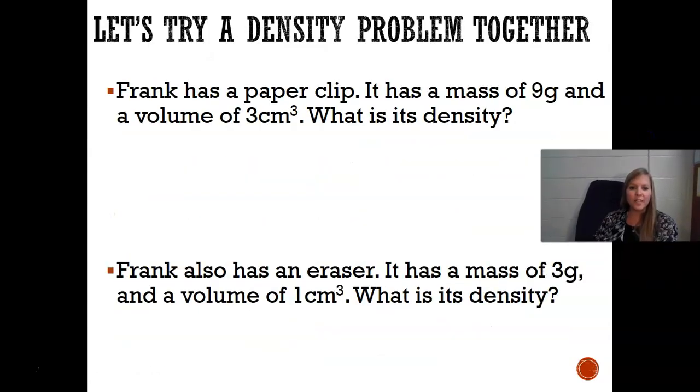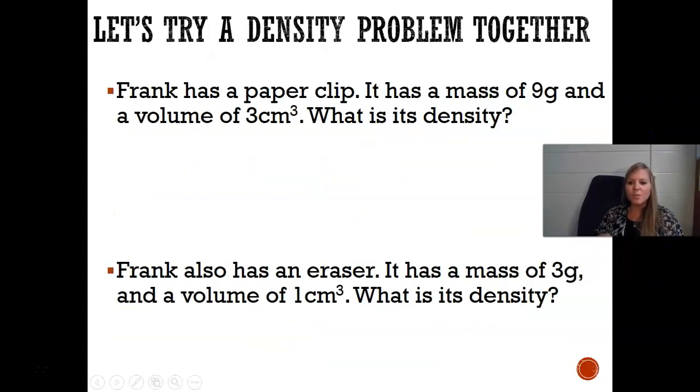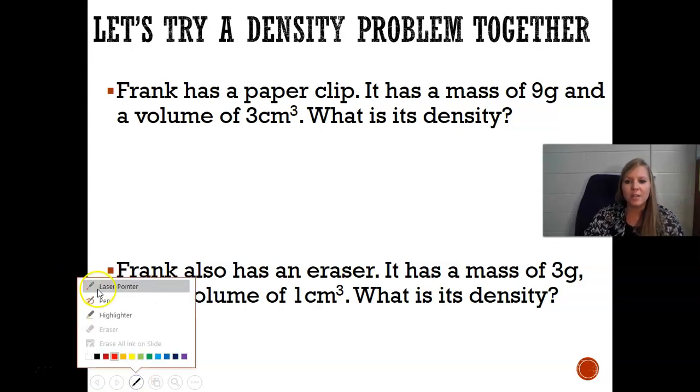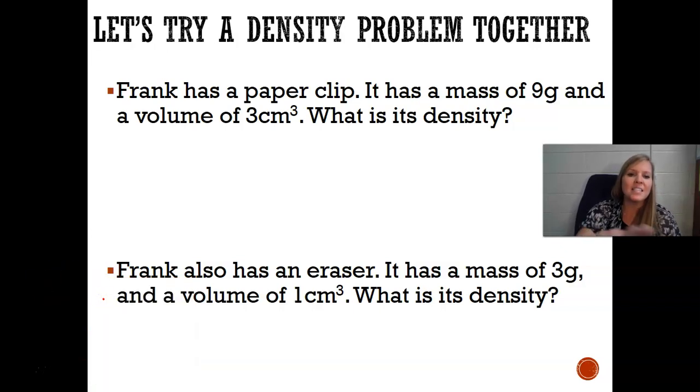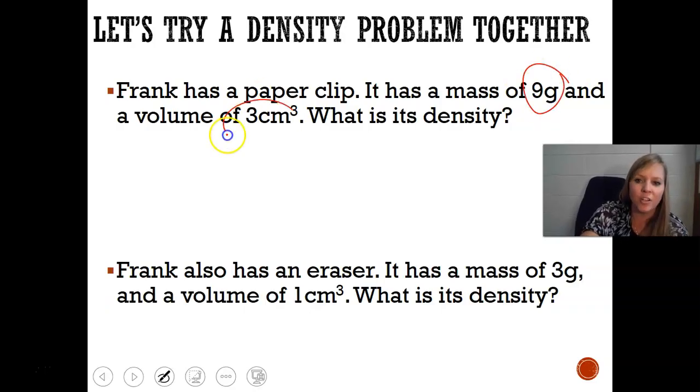So let's do a couple of practice problems. The first one says Frank has a paperclip. It has a mass of 9 grams and a volume of 3 centimeters cubed. What is its density?